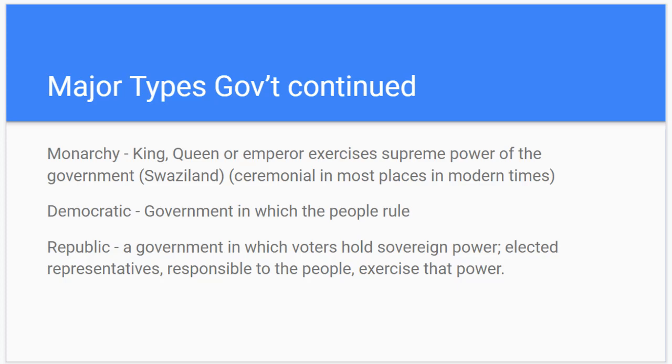Democratic is a government in which the people rule, where we are able to vote for people, and they represent us in a social way. Republic is a government in which voters hold sovereign power. Elected representatives are responsible to the people and exercise that power.